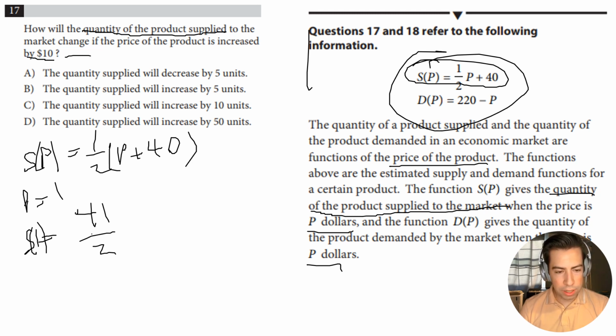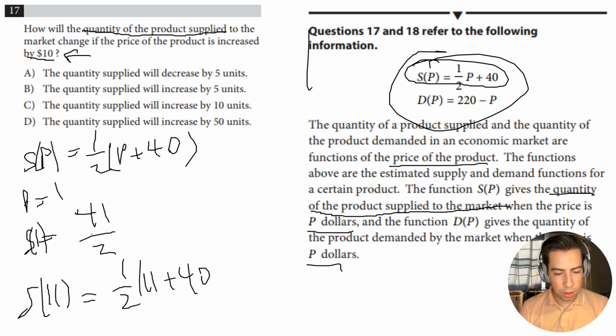Now what happens if we increase it by $10? So now I'm going to have the price of $11, right, because 10 plus 1 is 11. So I'm going to have 1/2 of 11 plus 40, and then this is going to equal 51 divided by 2.